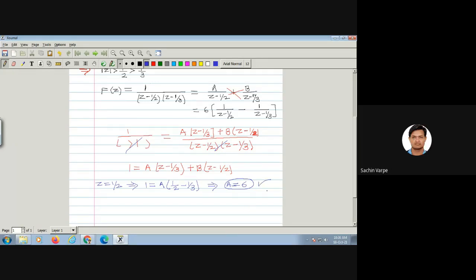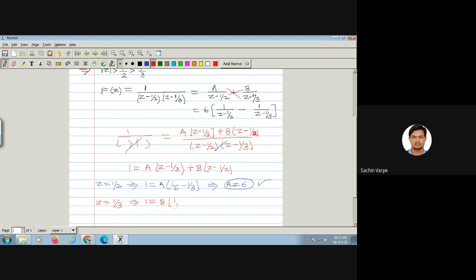Now how do I get the value of b? By making the coefficient of a to be 0. So when the coefficient of a will be 0, if z is equal to 1 by 3, right? So for z is equal to 1 by 3, 1 is equal to b into, because here 1 by 3 minus 1 by 3 will be 0, isn't it? When I substitute z is equal to 1 by 3, the first term becomes 0.